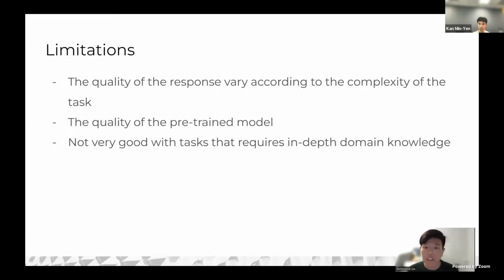It is also not very good when a task requires in-depth domain knowledge. If you're asking something very specific and in depth, let's say in the field of healthcare, the model might not be able to explain up to the detail and the depth that you want.